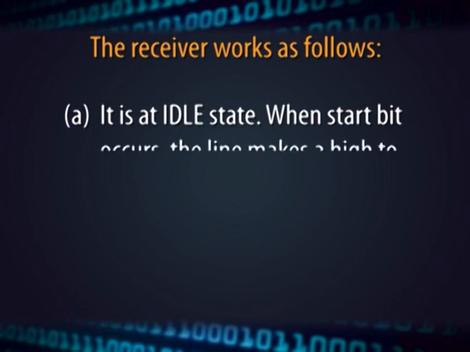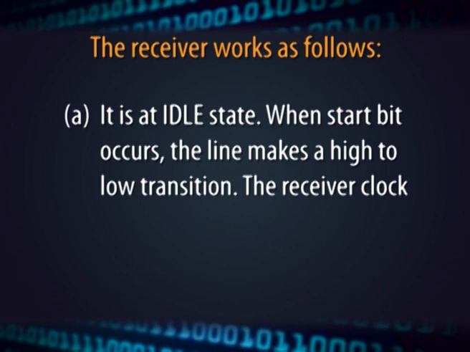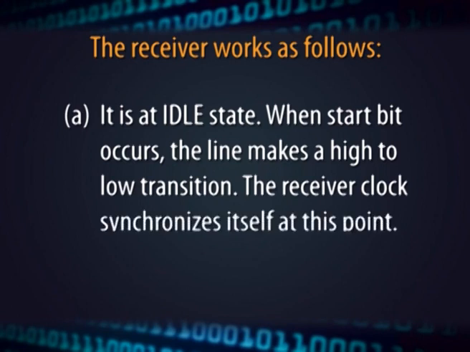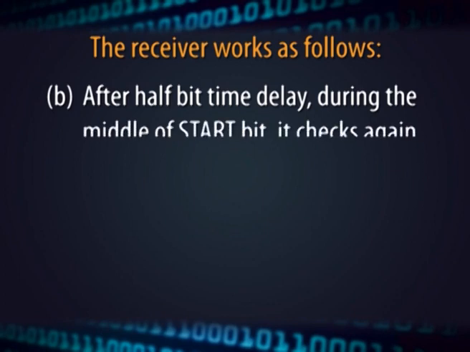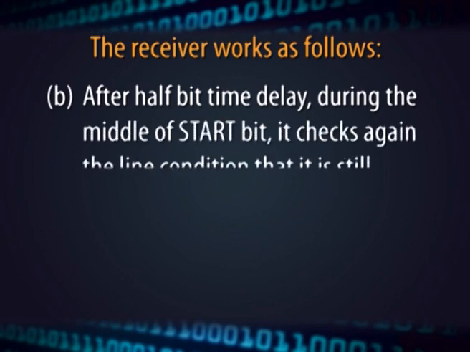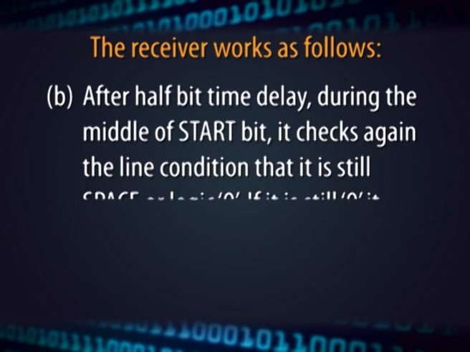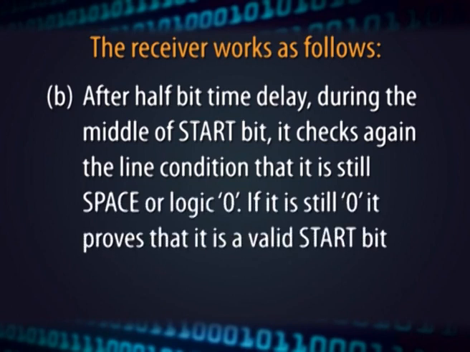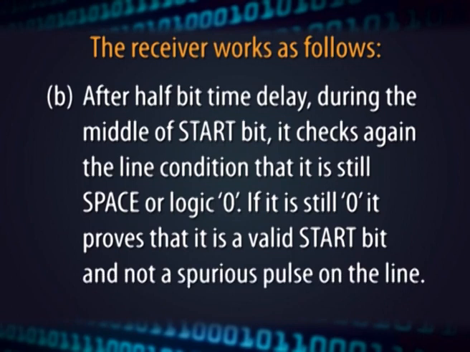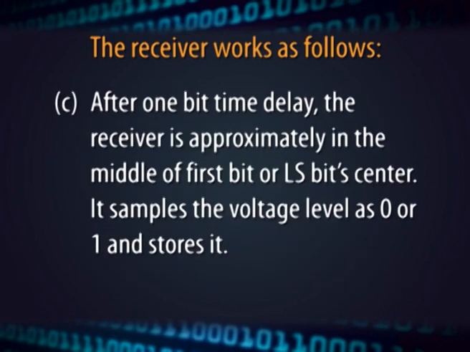A. It is at idle state. When the start bit occurs, the line makes a high to low transition. The receiver clock synchronizes itself at this point. B. After a half bit time delay, during the middle of the start bit, it checks the line condition again, whether it is still space or logic 0. If it is still 0, it proves that it is a valid start bit and not a spurious low level pulse on the line.